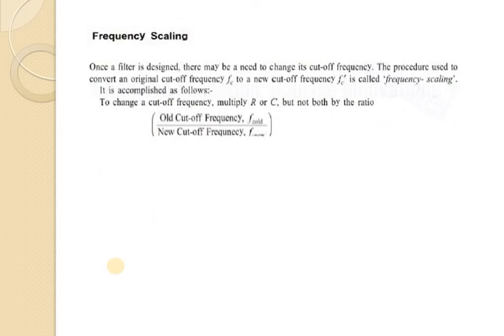Now, frequency scaling. What is frequency scaling? Once a filter is designed, there may be a need to change its cutoff frequency, and the procedure used to convert an original cutoff frequency fc to a new cutoff frequency fc dash is called frequency scaling. It is accomplished as follows. To change a cutoff frequency, multiply R or C, but not both, by the ratio of the old cutoff frequency divided by the new cutoff frequency. That is known as frequency scaling.